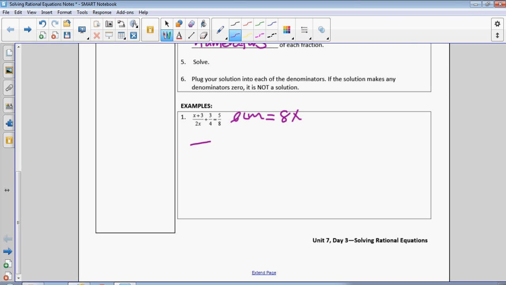So let's look at the first fraction. X plus 3 over 2x. I need to multiply the denominator by 4 in order to make it 8x. And the next fraction, the denominator is 4. So to make it into 8x, I need a 2x. And the last fraction is 5/8. So to change 8 into 8x, I need an x.